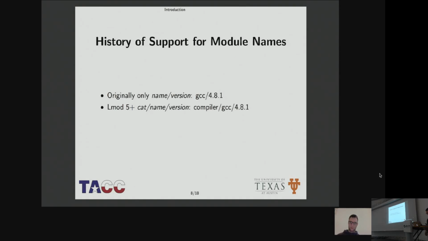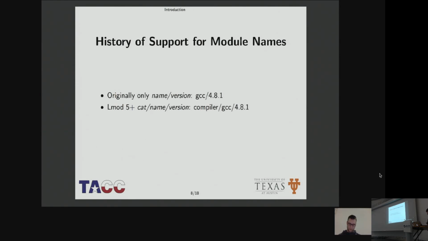Support for module names. Originally, Lmod only supported a directory, say GCC, and a version. You could have a name and no version, but the most you could have was a name and a single version string. Lmod 5 and later support category name versions, so compiler GCC 4.8.1. The depth of the category name version can be as deep as you want. You could have applications, compiler, GCC, and a version, but you could only have at most a file as a version.